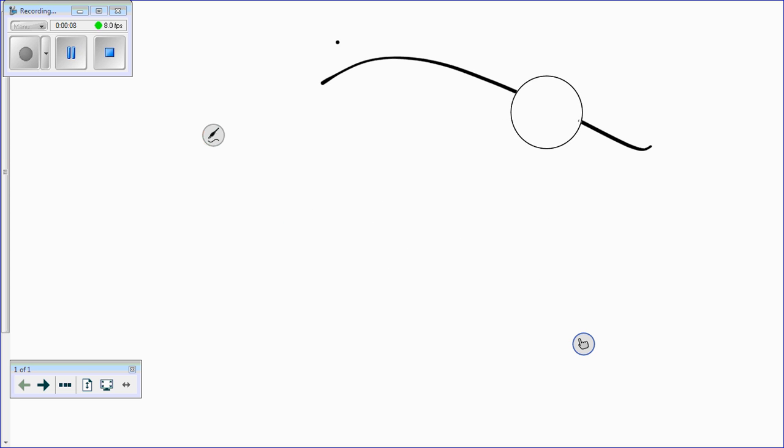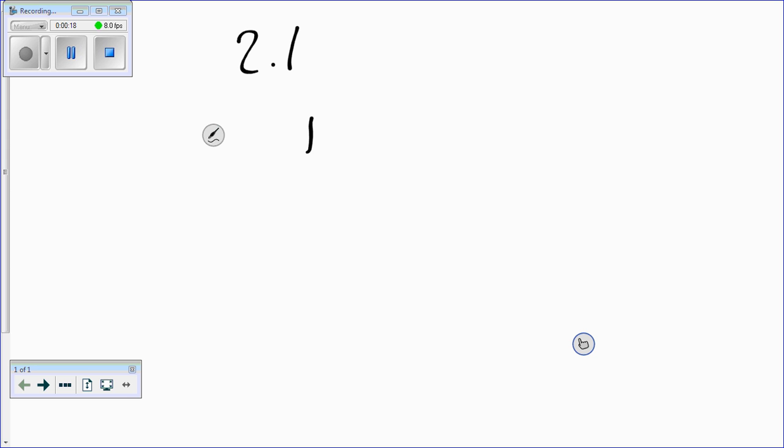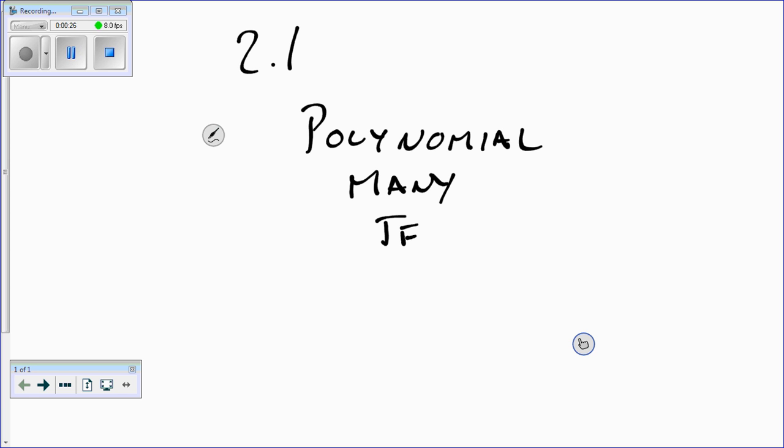We're going to be talking a little bit today about classifying polynomials. This is section 2.1 from the Regents Review book. Remember, polynomial means many terms. So that could be something like x squared plus 2x plus 1. This would be a polynomial.